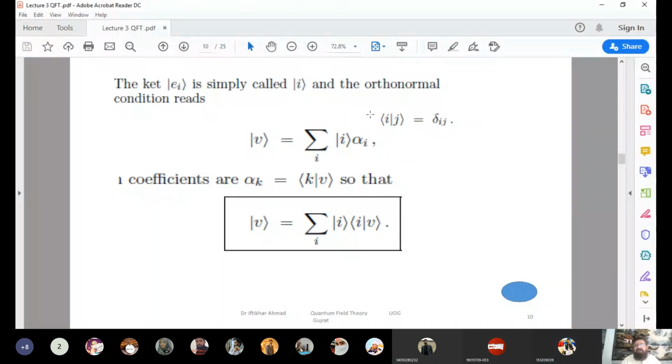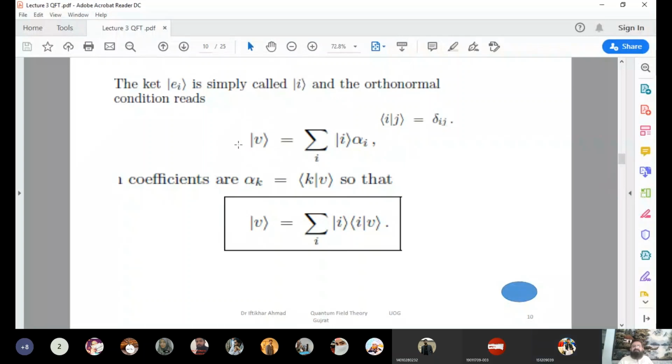You can only see this in quantum field theory. In the quantum field theory subject, you can only see this notation, okay. In the usual mathematics, you never see this notation. So you must remember this notation for quantum field theory, because this ket vector can be represented in the form of the I vector, and then the bra vector can be represented in the form of the J vector. Then the inner product of I and J means the inner product of EI and EJ, which is equal to delta IJ.